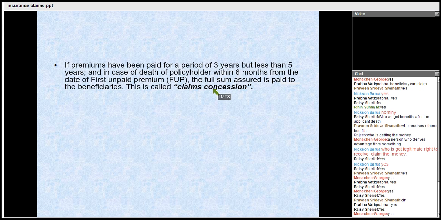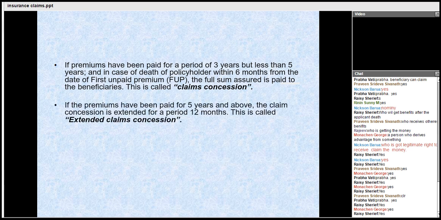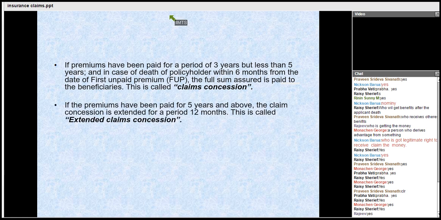In many cases, the insurer may not be able to gather enough evidence to repudiate the claim despite strong suspicion and even after extensive inquiry. If the premiums have been paid for 5 years and above, the claim concession is extended for a period of 12 months. If I am paying the premium for 5 years and above, the claim concession is extended. Ultimately, such claims have to be paid.